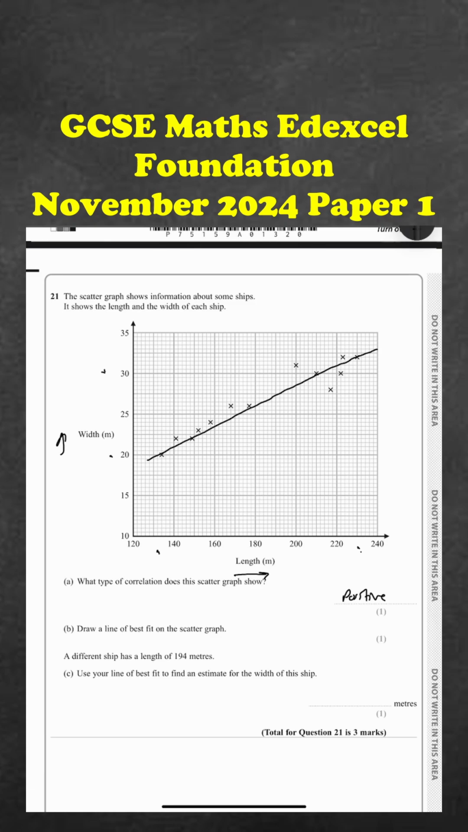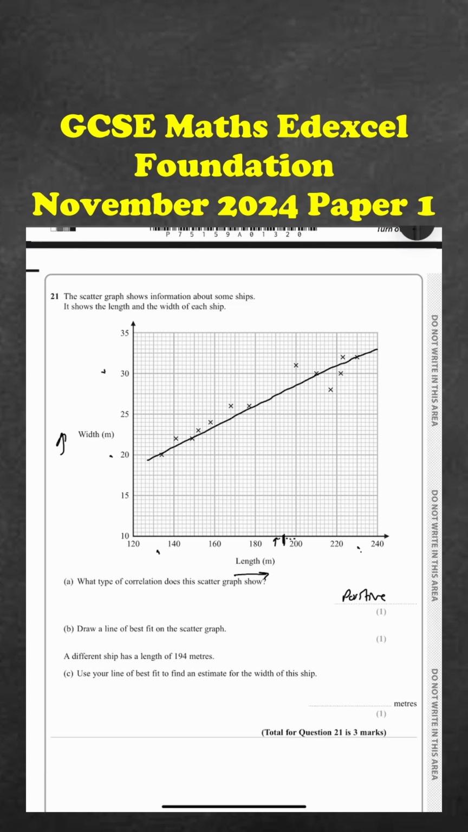Part C, a different ship has a length of 194 meters. Use your line of best fit to estimate a width for this ship. So 194 is the length. We know this one here is 190 as it sits directly between 180 and 200. So 1, 2, 3, 4, 5 squares represents 10 meters. So 4 meters is going to be 2 squares. So that's going to be here.